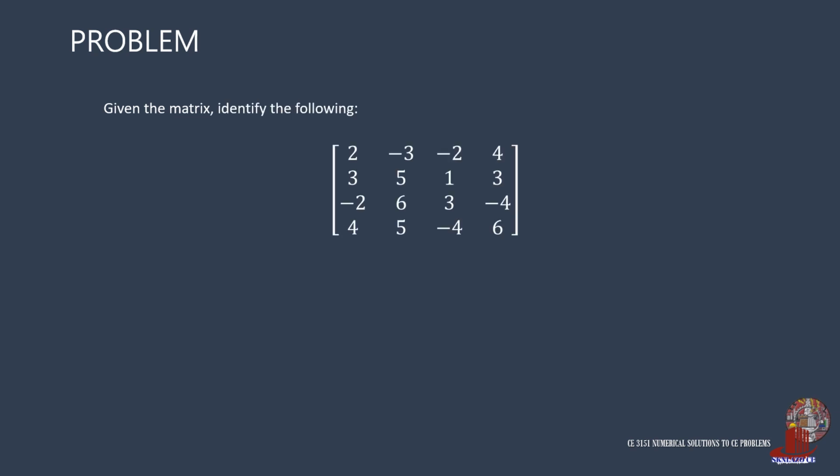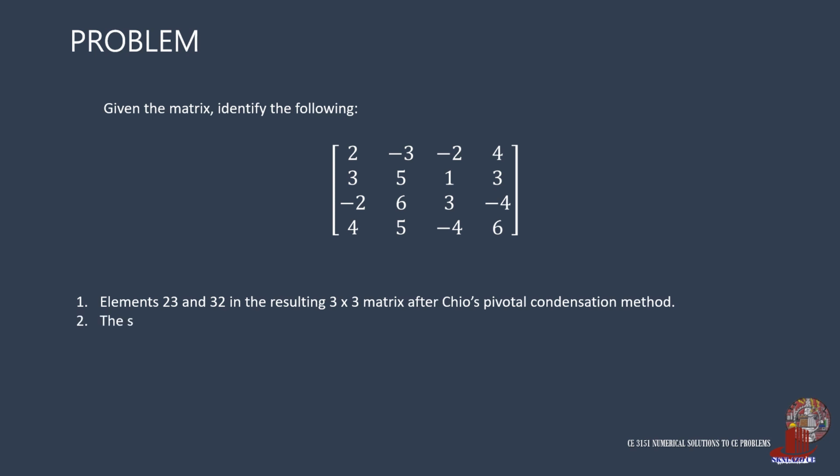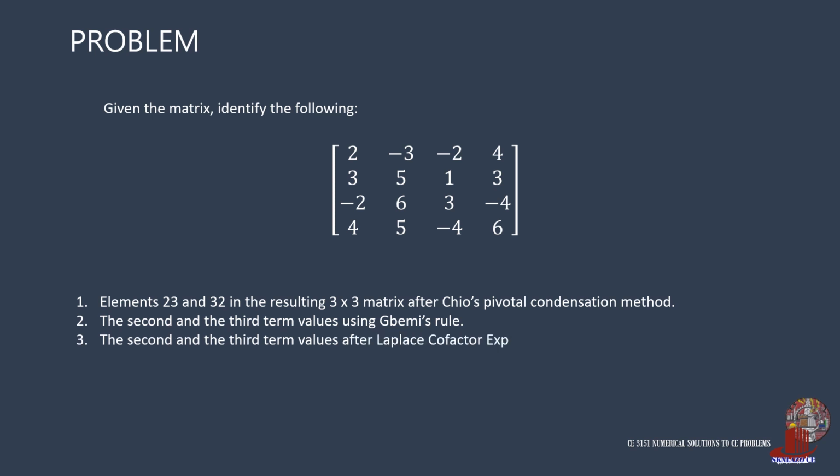Given the 4 by 4 matrix, we are tasked to look for parts of the determinant in different methods. First is through Chio's pivotal condensation, where we should identify elements 2, 3, and 3, 2 of the resulting 3 by 3 matrix. Second is the determination of the second and third terms when using Gibbon's rule. The third task is to look for the second and third terms of the process when using the Laplace cofactor expansion method with column 2 as the pivot column.